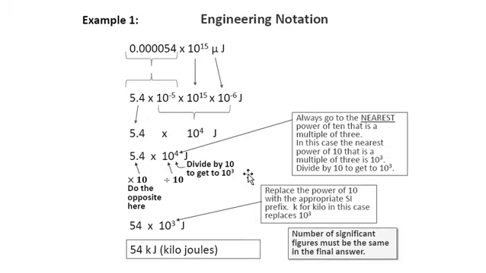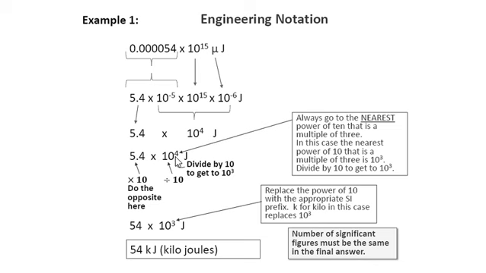Okay, and then example 1 is showing you we're going to change a mix of scientific and engineering notation into a pure engineering notation. First, we're going to change our decimal. So that's 10 to the power minus 5 going to the right, so 5 places, so 5. And then times 10 to the power 15. And this one is 10 to the power negative 6 because it's a micro. And you're going to solve your exponent, 10 to the power 4, so 5.4 joules.